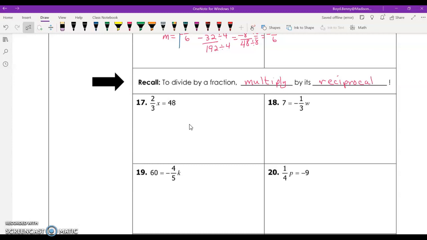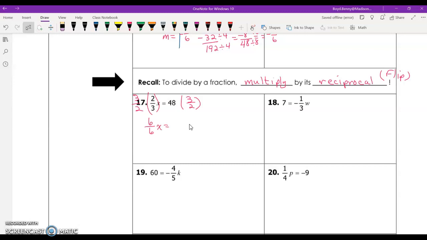I really need to divide by 2/3. But to divide, I multiply by the reciprocal. So I'm going to multiply both sides by the reciprocal of 2/3, which is 3 over 2. A reciprocal is just a flipped fraction. Okay? That means I'm going to multiply this side by 3 over 2. Now 3 times 2 is 6. 2 times 3 is 6. Keep my x there.